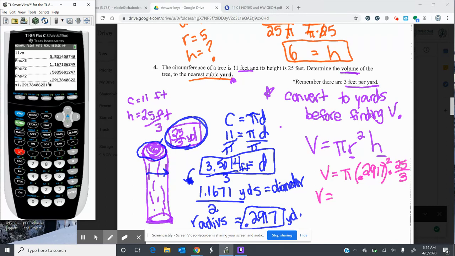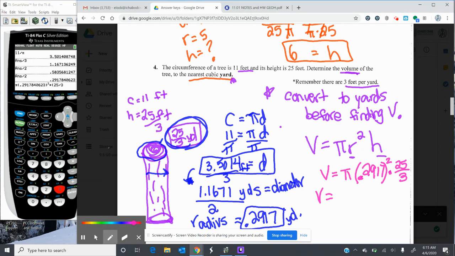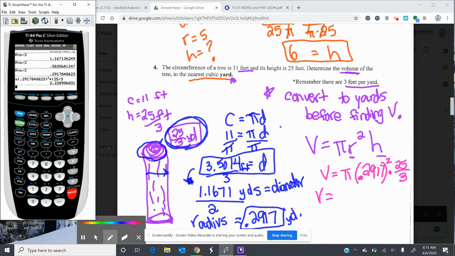So that's pi radius squared times our height, which is 25 thirds. So I'm going to put in 25 divided by 3. And when we hit enter, we get 2.25 thirds. I got not this answer.